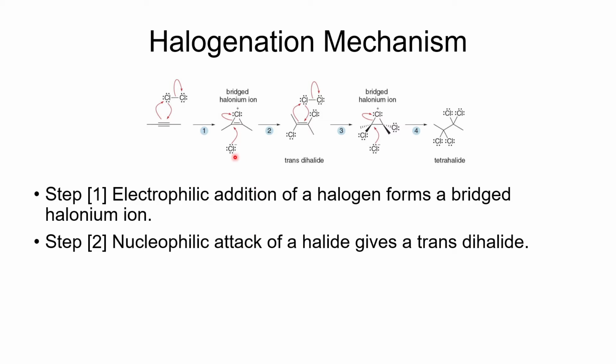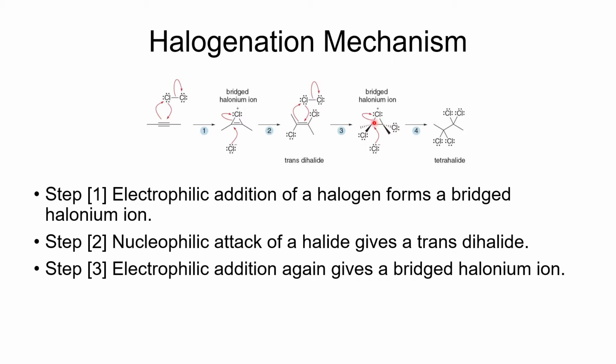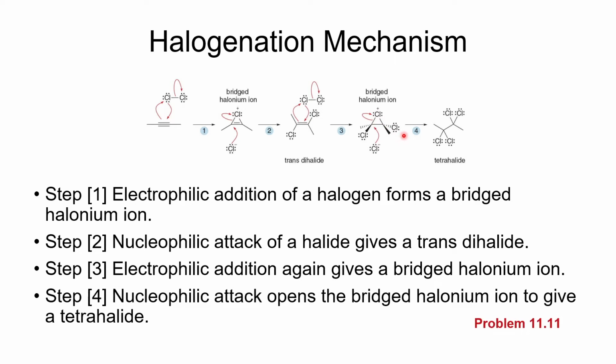In the second step, the nucleophile, the halide, will come in and react with the backside on the carbon. When we do that, we will end up getting a trans-dihalide. It is possible to isolate this trans-dihalide, but if you have excess chlorine available, then that chlorine will again react with that alkene, and we'll get another bridged halonium ion. At that point, the halide will come in and react with that one, and we will get a tetrahalide. So essentially, both carbons on the carbon-carbon triple bond will get 2 halogen atoms.